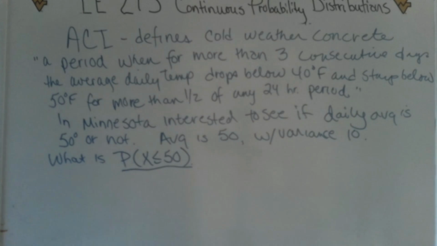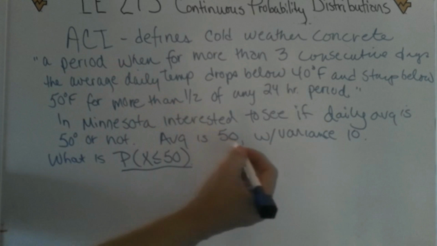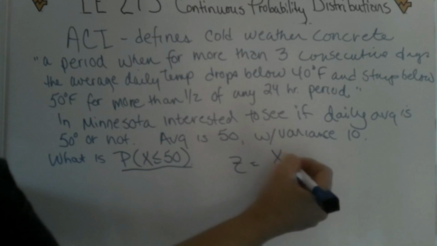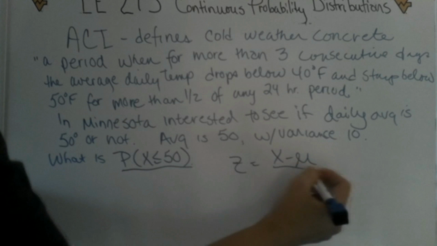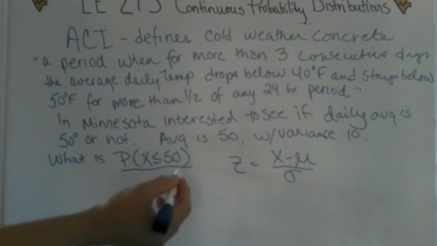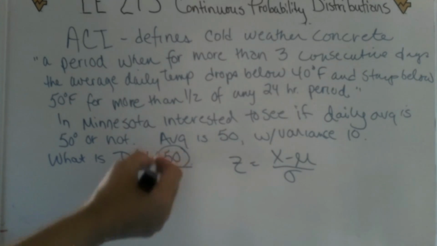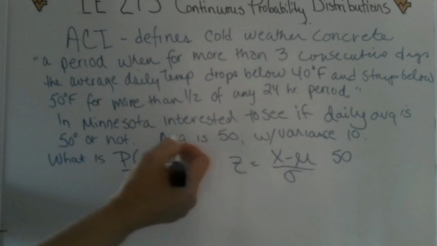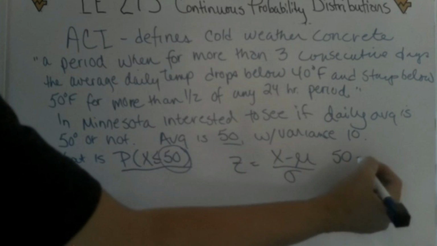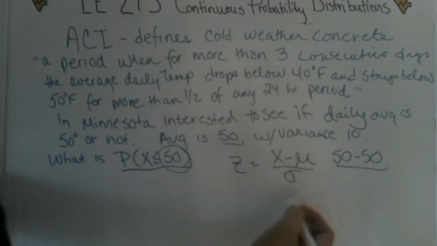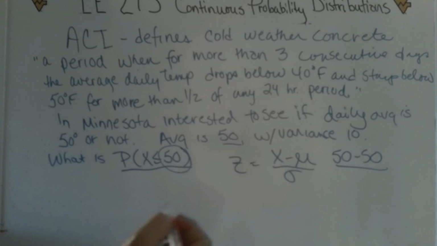So we have to convert to z. Z is equal to x minus mu over the standard deviation. Our x value that we're interested in here is 50, and our average is 50. So we're going to subtract 50 from 50, and then divide by our standard deviation.